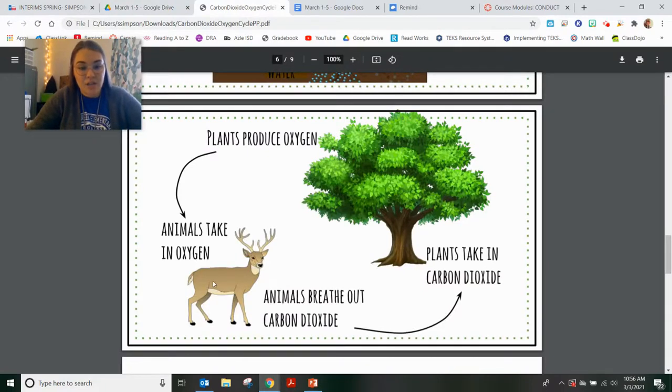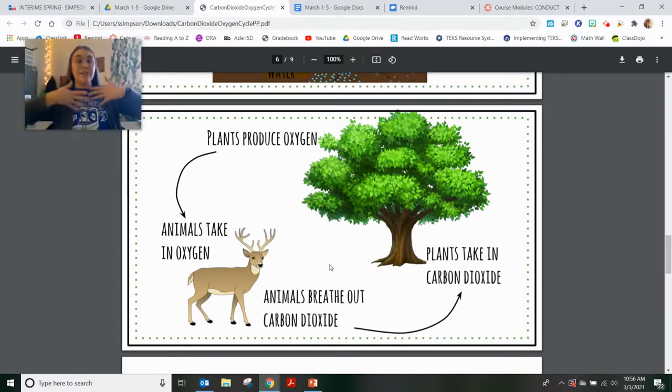So let's start with plants. Plants produce oxygen into the atmosphere. Animals take in that oxygen. Animals breathe out the carbon dioxide. Plants take in the carbon dioxide. So really, if you can remember, we breathe out carbon dioxide. Plants use it, create oxygen, and then the animals take in oxygen, and it starts all over again. Plants use carbon dioxide to make oxygen.